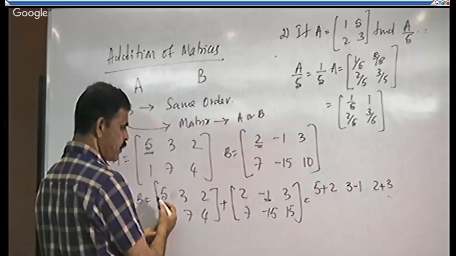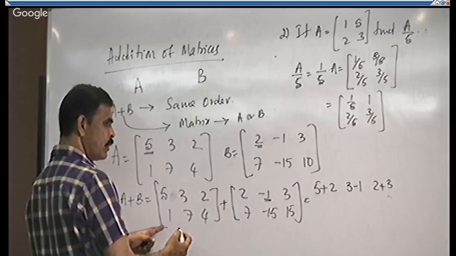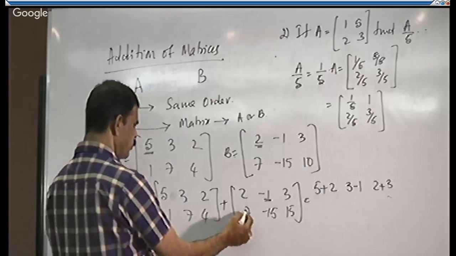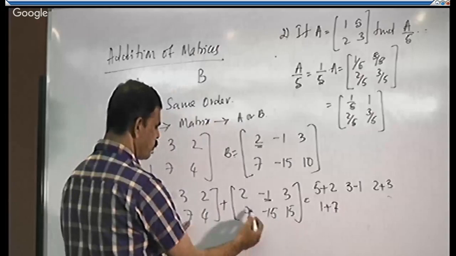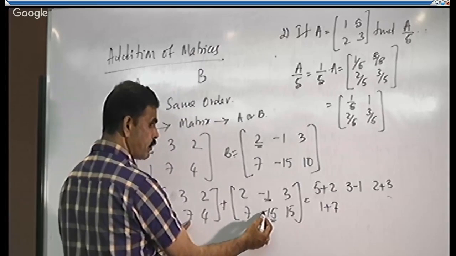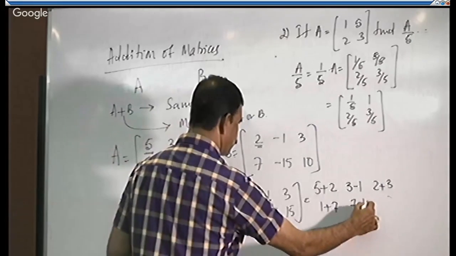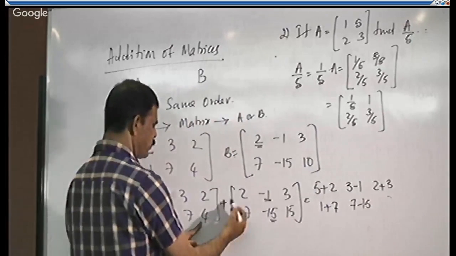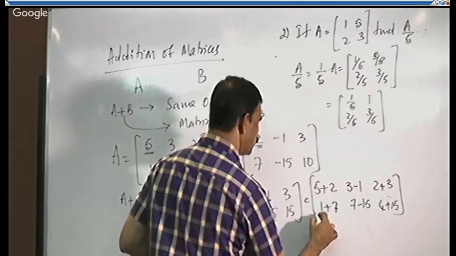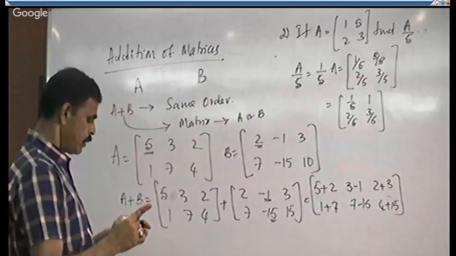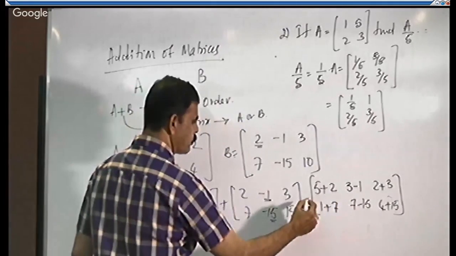Next, in the first row, all the elements are added with corresponding elements. Then we should move to the second row. 1 plus 7. 7 plus into minus. See, element 15 is having a minus sign. So that minus and this plus will become minus. 7 minus 15. 4 plus 15. Then take addition or subtraction according to the sign.